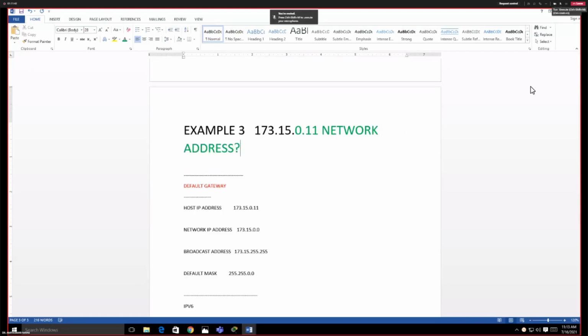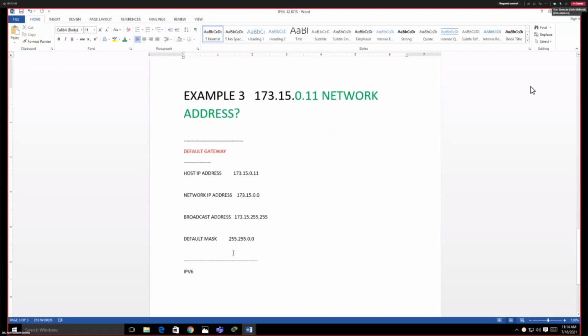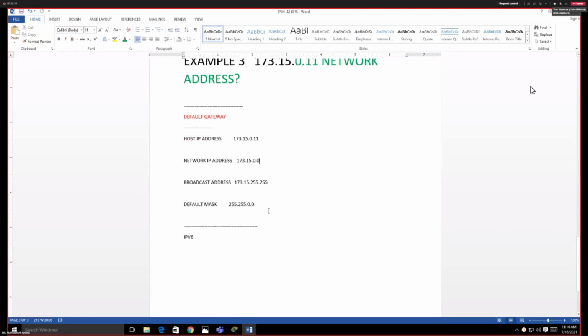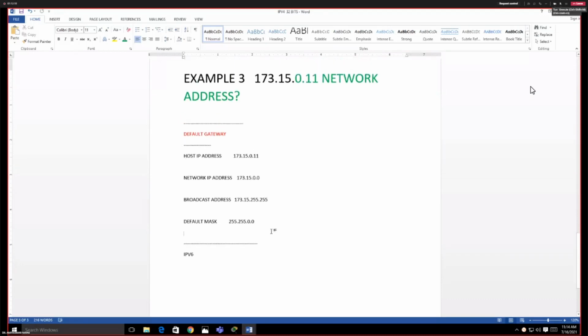Now, if I want to find the network address, how can I find it? What is the calculation? The network address is already available, because it is a simple address, so you are able to tell. You have the idea that 173.15.0.0 is the network IP address, but if I want to find it through calculation, what do I have to do? Logical AND operation between host IP address and default mask. Very good.